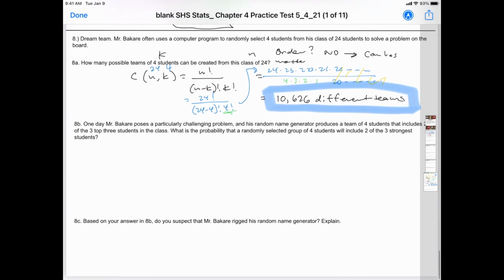All right. One day, Mr. Picari poses a particularly challenging problem, and his random name generator produces a team of 4 students that includes 2 of the 3 top students in the class. You know, if you as Mr. Picari on his computer had the student who had the highest grade in the class, and the lowest person would be on the bottom. So the top 3 students, it would include 2 of them. What is the probability that a randomly selected group of 4 students will include 2 of the 3 strongest students?